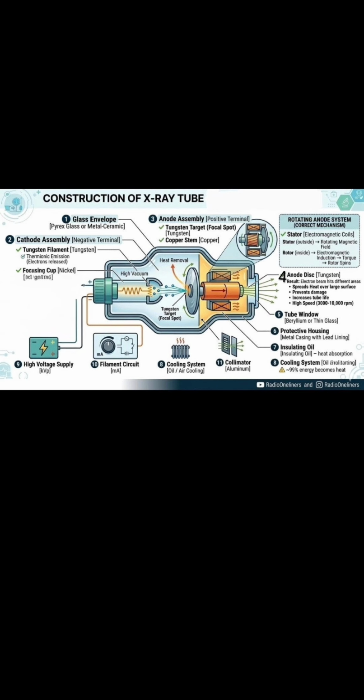Second component is the cathode assembly, basically the negative terminal. Under this, we have the filament and the focusing cup. Filament is made up of tungsten and the focusing cup is made up of nickel. Filament is responsible for the emission of the electrons by the process known as thermionic emission. Focusing cup is basically responsible for focusing the emitted electrons towards the anode.